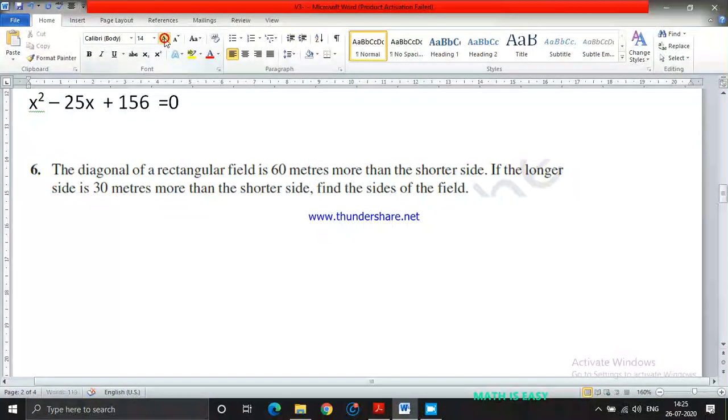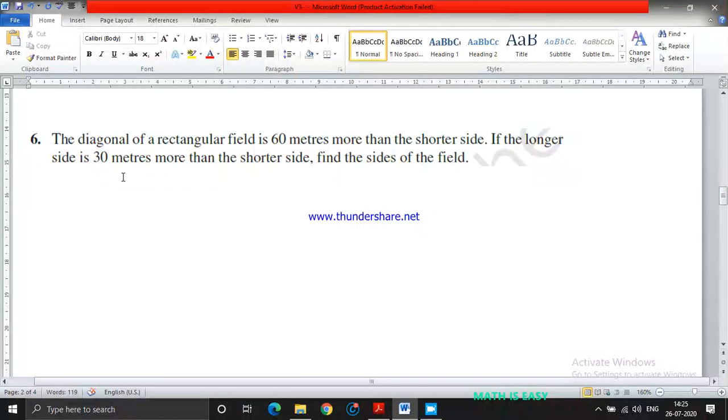Next question is: the diagonal of a rectangular field is 60 meters more than the shorter side. If the longer side is 30 meters more than the shorter side, okay, let the length of the shorter side equal x units.